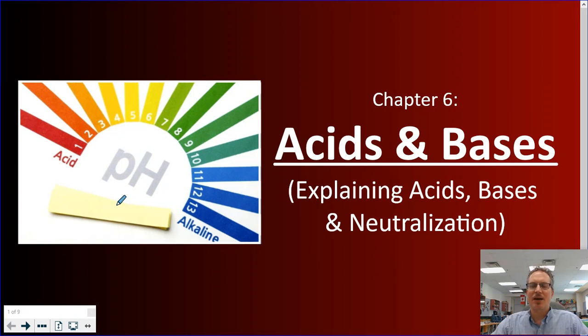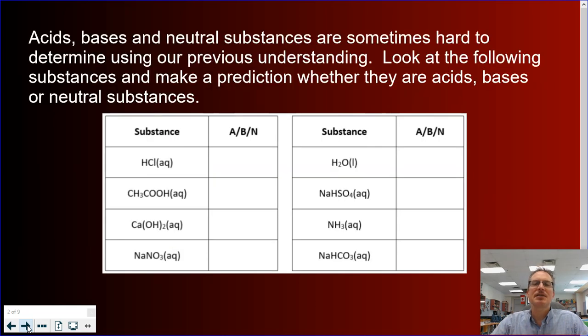Good morning, Chem 20s. Our lesson today is going to be an explanation of acids, bases, and the process of neutralization. Acids, bases, and neutral substances are sometimes hard to determine using our previous understanding. Look at the following substances and make a prediction whether they are acids, bases, or neutral substances.